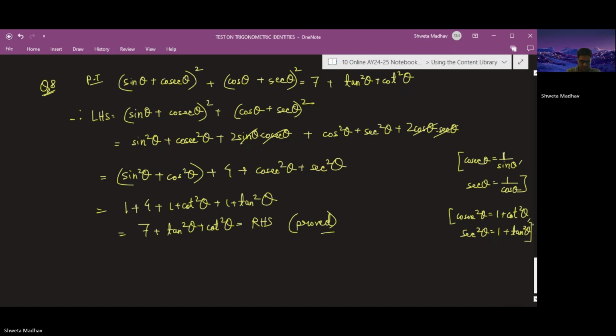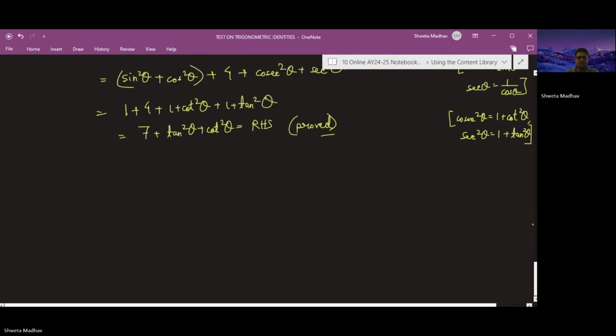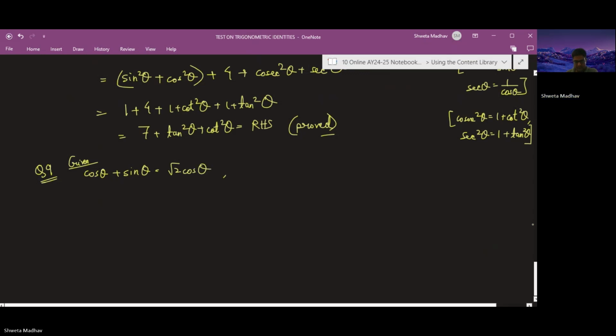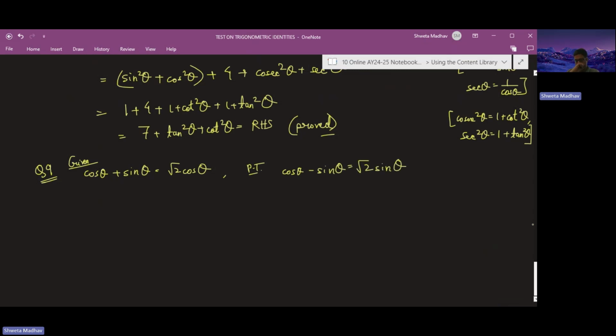Then in question number 9, it is given that cos theta plus sin theta is equal to root 2 cos theta. Then we have to show that cos theta minus sin theta is equal to root 2 sin theta.